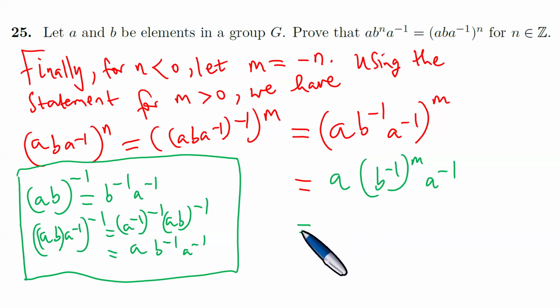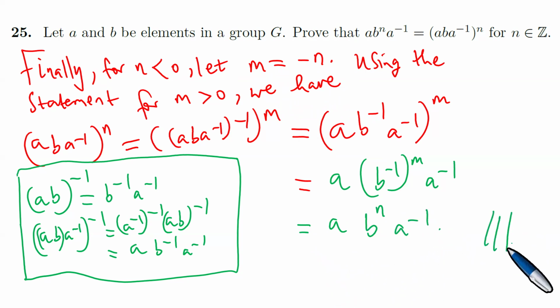And what is this? This is everything we ever wanted to achieve, because according to this equation, minus m is n. So this is going to be b to the power n, a minus 1 to the power n. And this is the answer. So you see, we had to prove that this is the case for n in the integers, and this is exactly what we got.